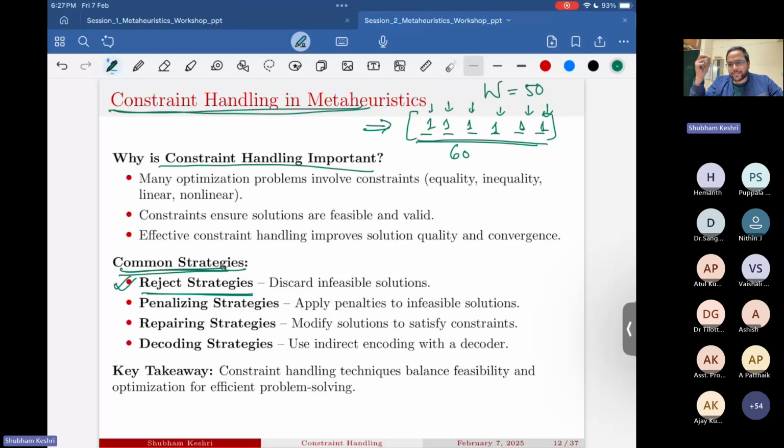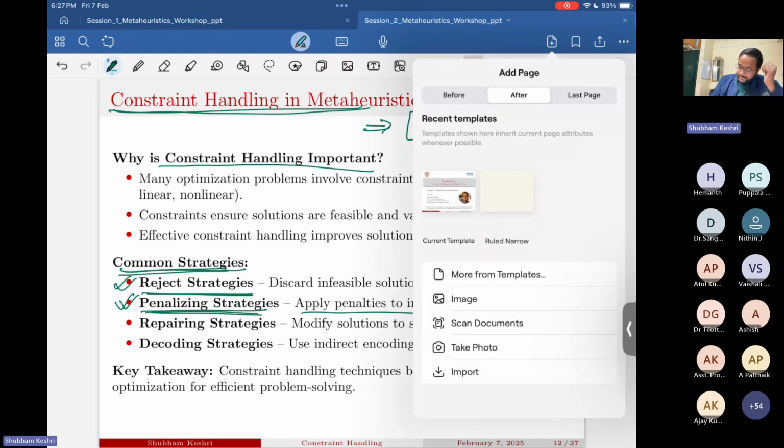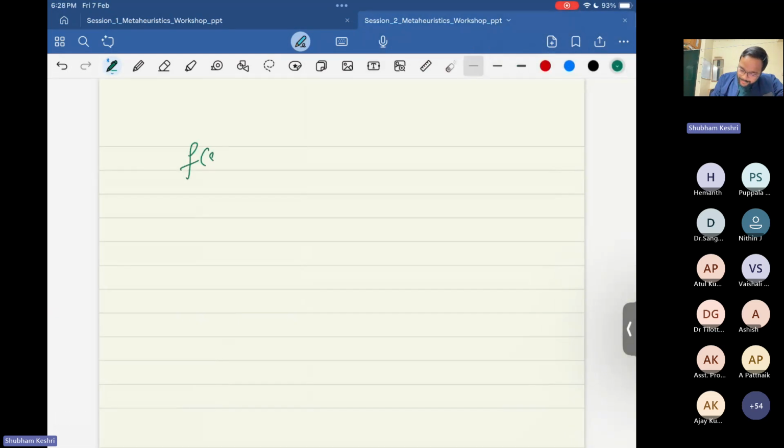It works when your problem is not very constrained, but you are losing efforts, right? Penalizing strategy. This is another form of strategy where what you do is in the objective function. So I'll write like this. Suppose this is the objective function f of s. What you will add is a penalty.